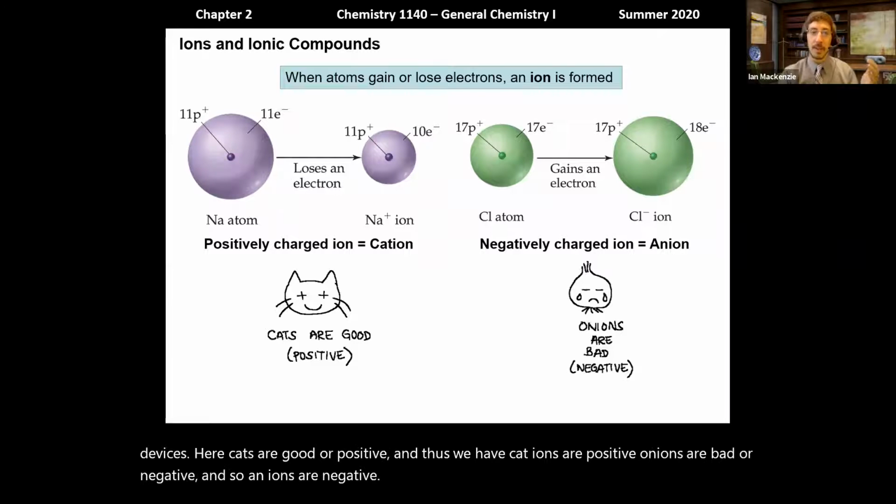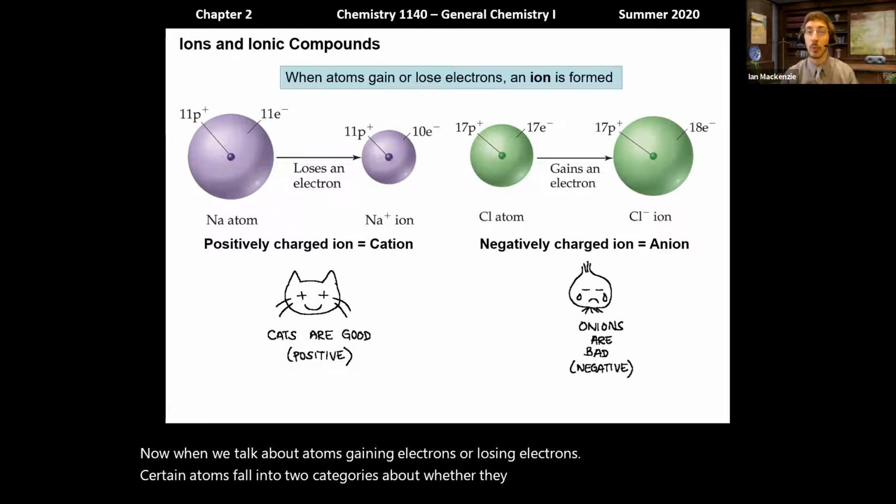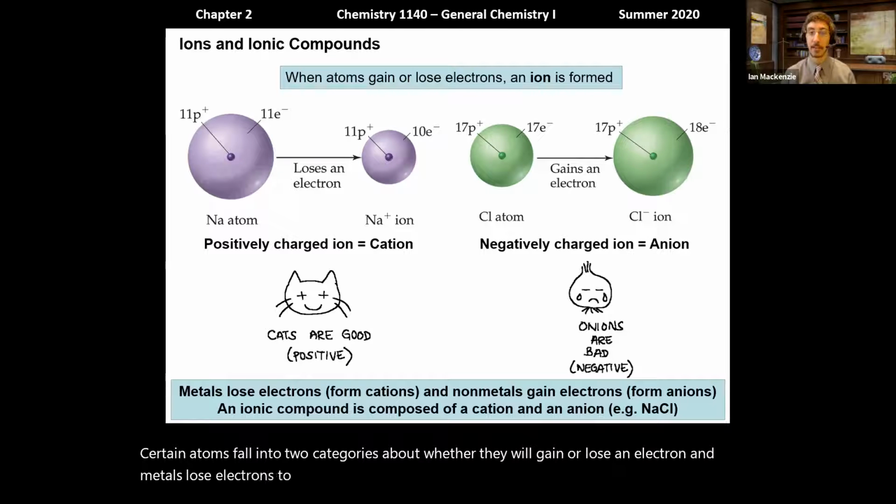Now, when we talk about atoms gaining electrons or losing electrons, certain atoms fall into two categories about whether they will gain or lose an electron. Metals lose electrons to form cations. Nonmetals gain electrons to form anions, and those are generally the separations.